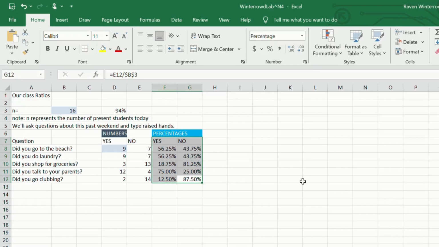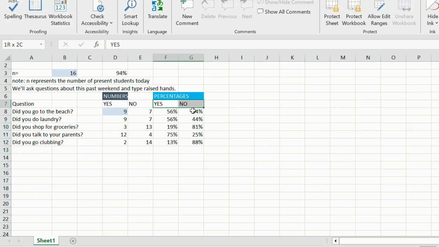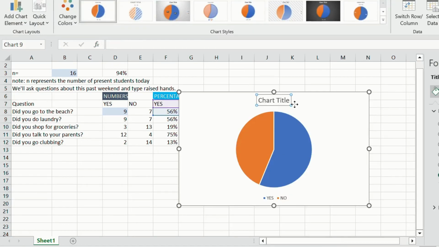Finally, you can choose how you would like to display your results. I personally chose percentages. To show our data in a more appealing way, we can use graphs for percentages, line graphs, and charts. Here, I will select the data I want to display. Then, I will select a pie chart. You can customize your chart by editing the title and colors to your liking.